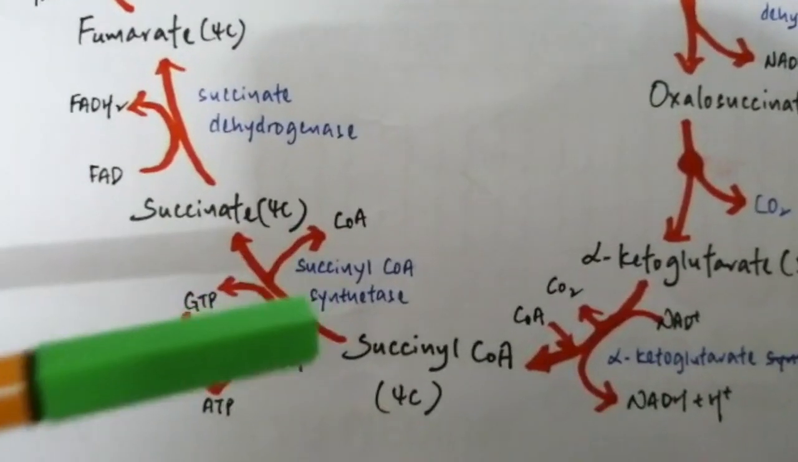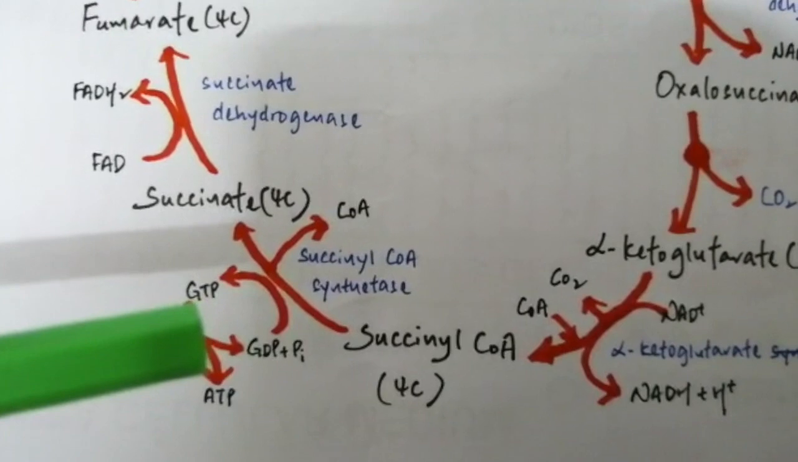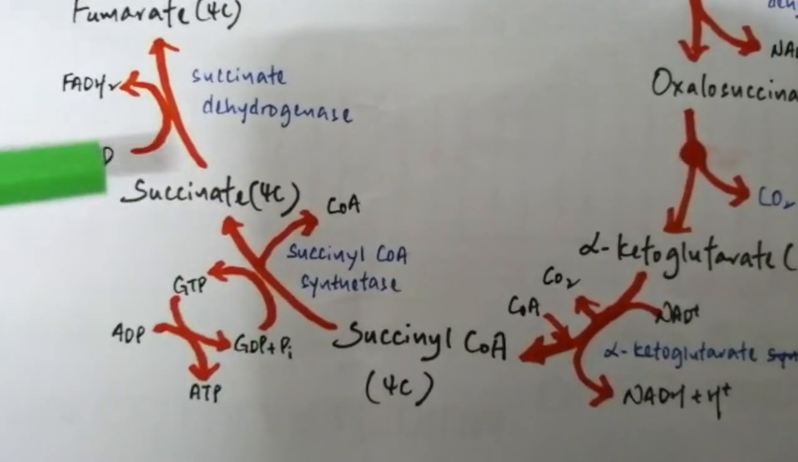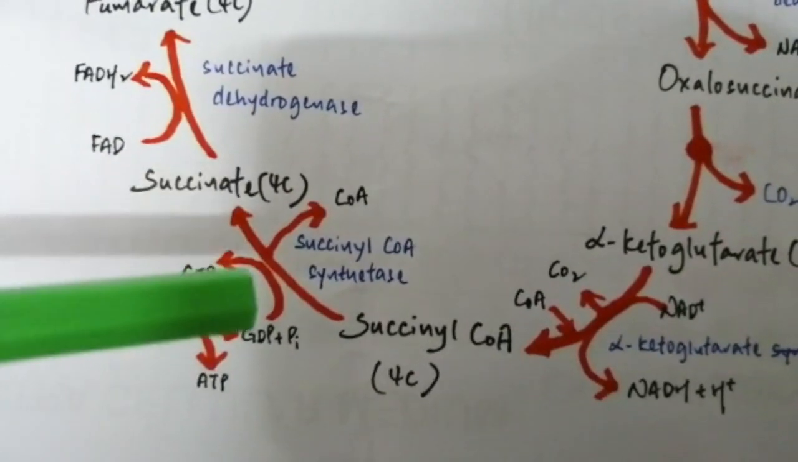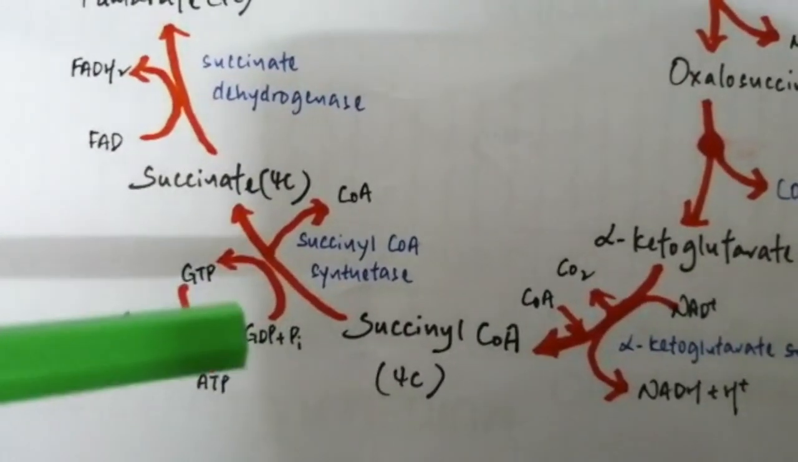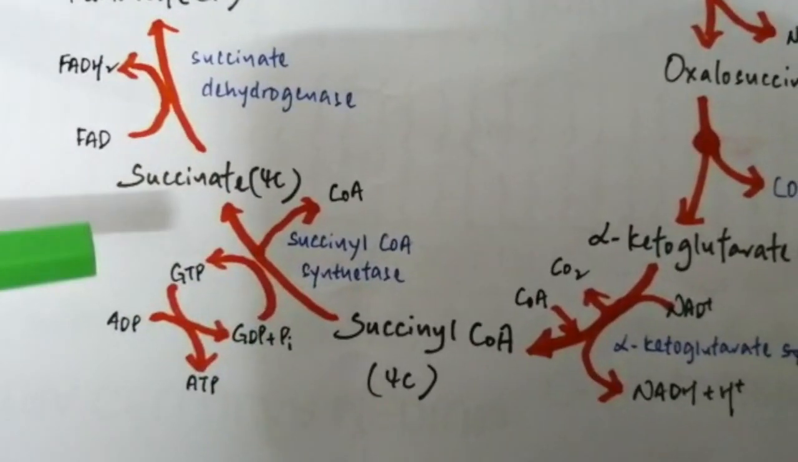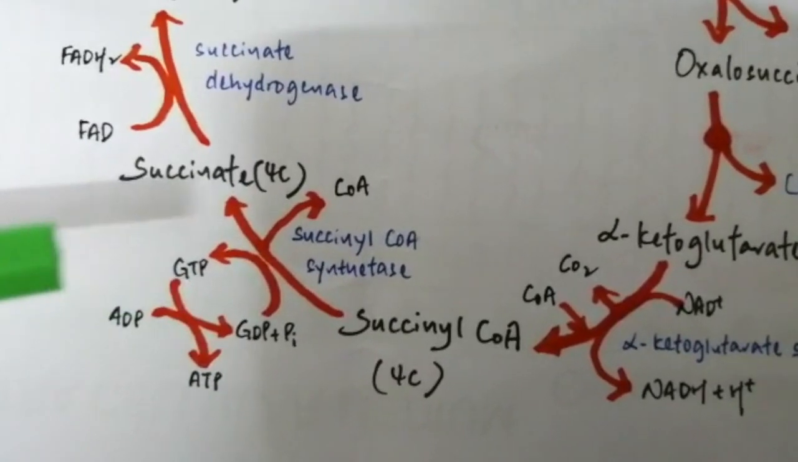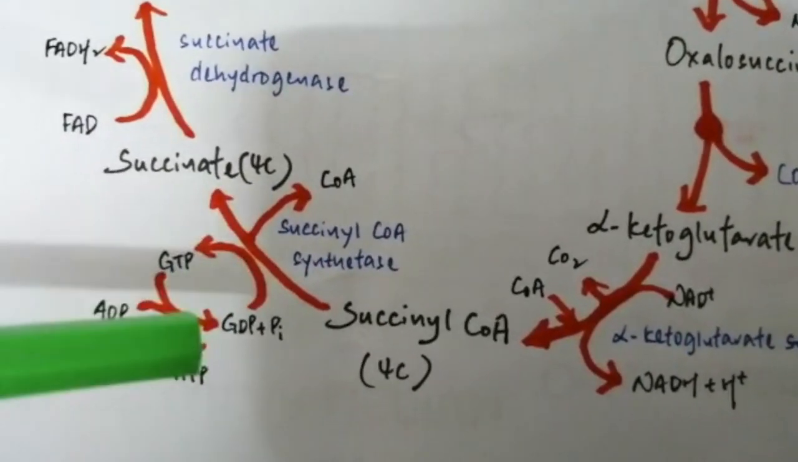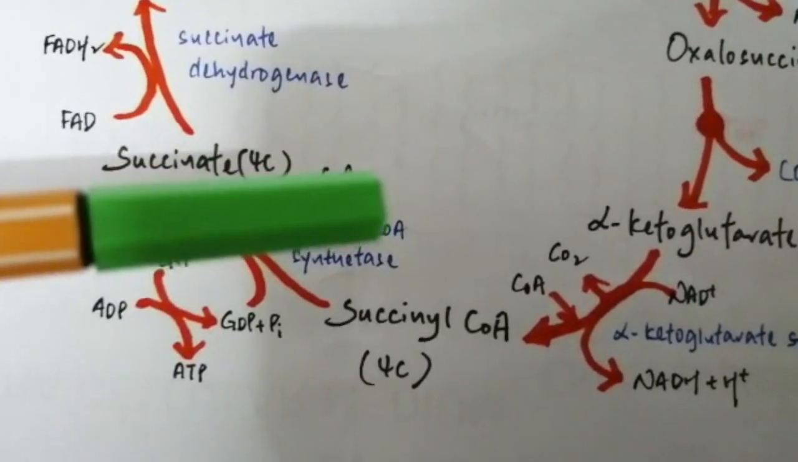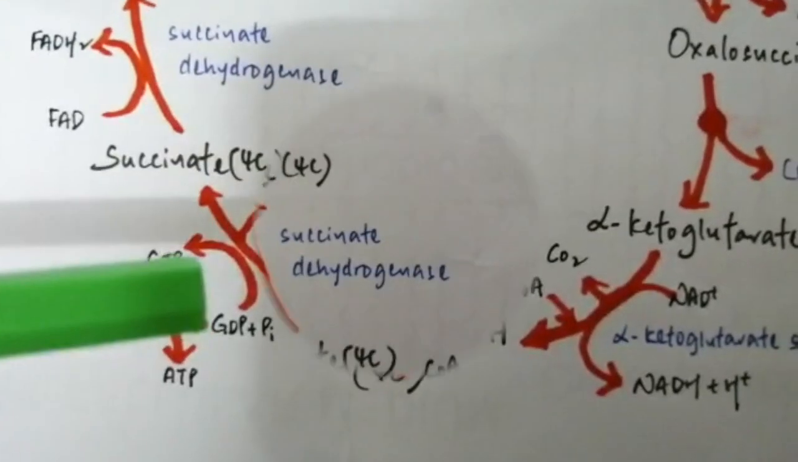Next, substrate-level phosphorylation takes place. Succinyl coenzyme A is converted to succinate. The energy released is used for phosphorylation of GDP, forming GTP. GTP transfers its phosphate group to ADP, forming ATP. The reaction is catalyzed by succinyl coenzyme A synthetase.